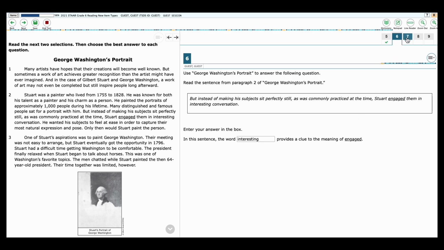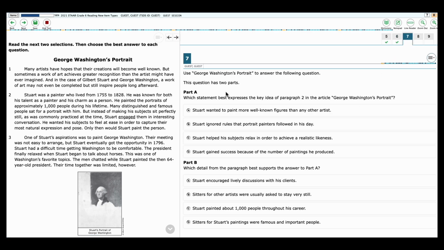Okay, now let's go to number 7. Number 7 is a multi-part question. So there's going to be a part A, part B. Use George Washington's portrait to answer the following question. This question has 2 parts. Part A, which statement best expresses the key idea of paragraph 2 in the article George Washington's Portrait?